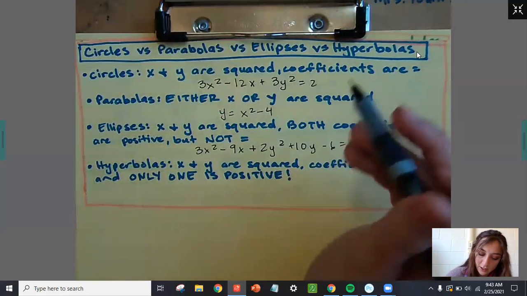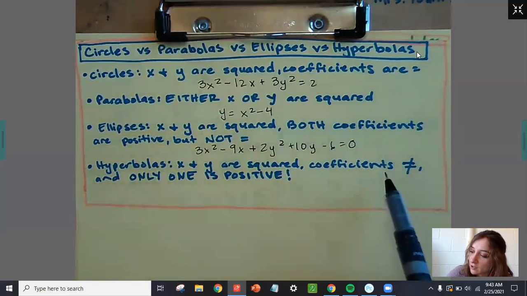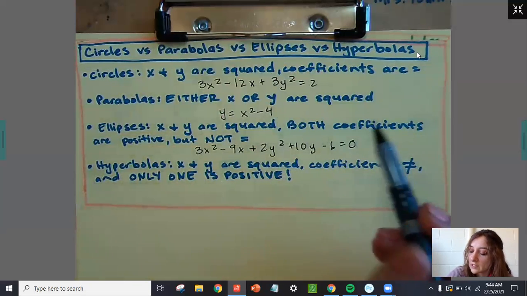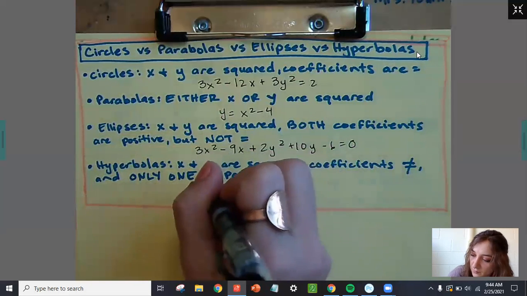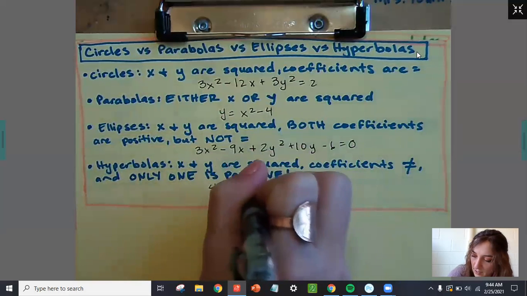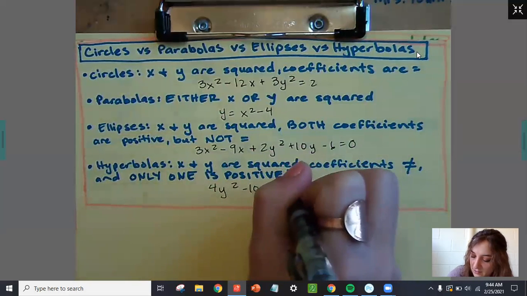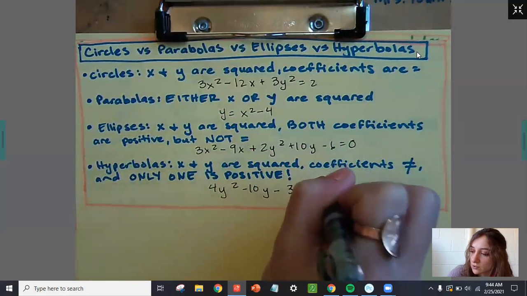A hyperbola, x and y are squared, coefficients are not equal, and only one is positive. So for example, 4y squared minus 10y minus 3x squared equals 12.